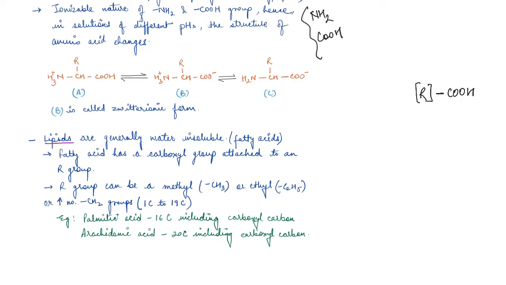Now, this again will differ. So, say in the case of methyl, it can be CH3COOH. In case of ethyl, it can be C2H5COOH, right? So, now the R group can be even up to 19 carbons. So it can be of one carbon, like in case of CH3, and it can go up to 19 carbons. So 1C to 19C R groups can be there, right?